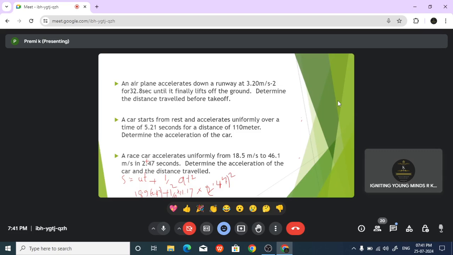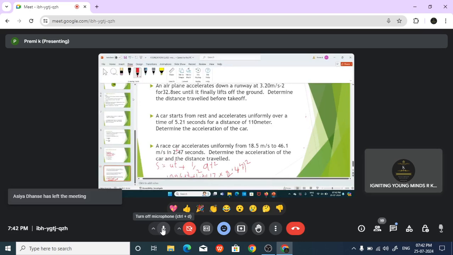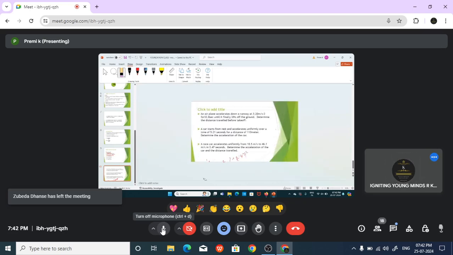We have worked out two problems, so it will be very much easy for you all to work out. Just work out this problem, last problem. Yes, sir. Initial velocity is equal to 0 only, sir. Yeah, initial velocity equals 0. Correct. Or else I'll just help you out. You can try to do this problem, Premi. Yes, sir. Yeah, for the benefit of all the students, you please try.